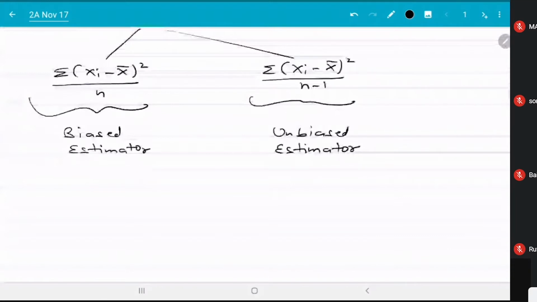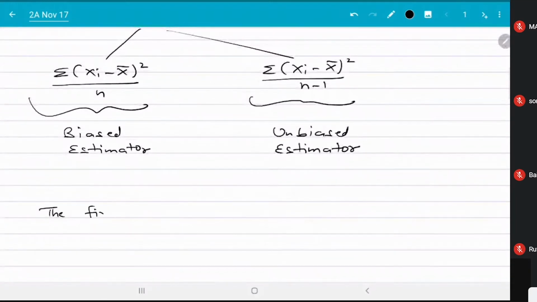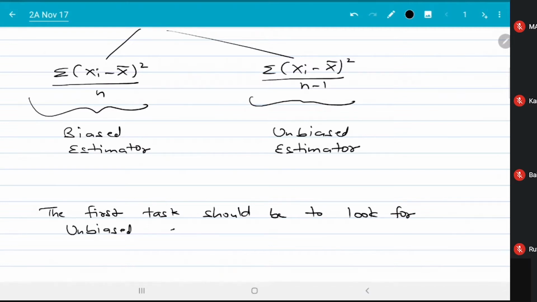So, if we're into statistical analysis and we're trying to get some idea about population parameters, and we have sample data, we would be looking for estimators, and the first task should be to look for unbiased estimators.